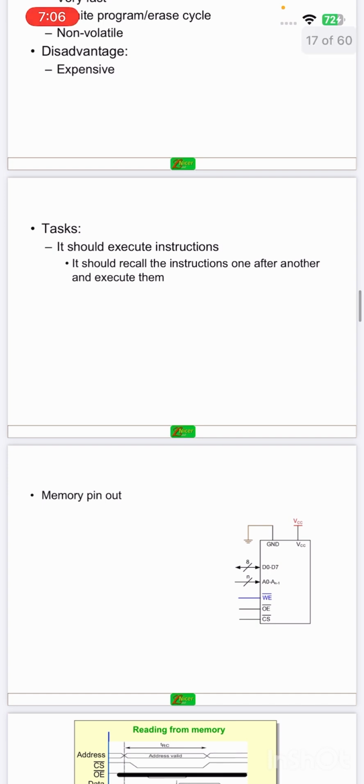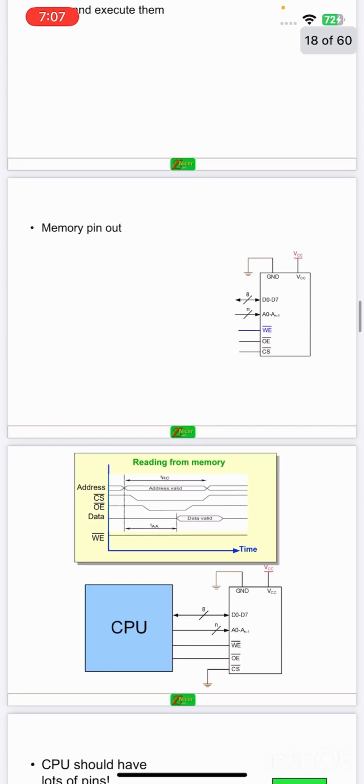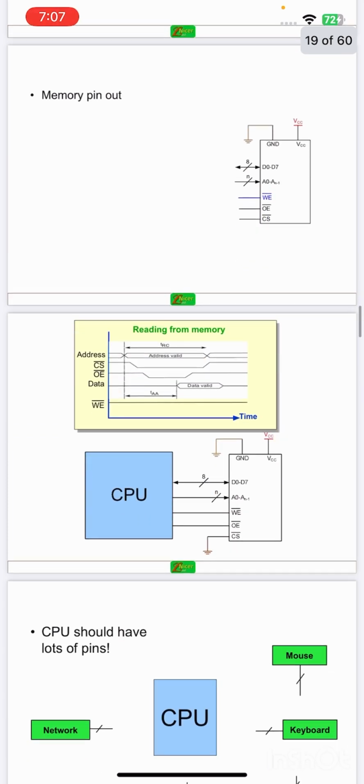Now we have a device with a memory pin out, reading from the memory. We have a graph which has CS, OE, data, WE against time, showing a read from the memory.